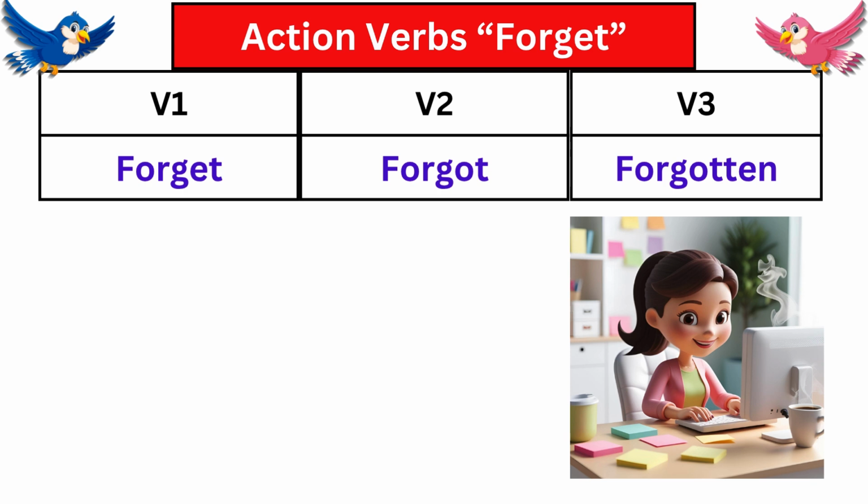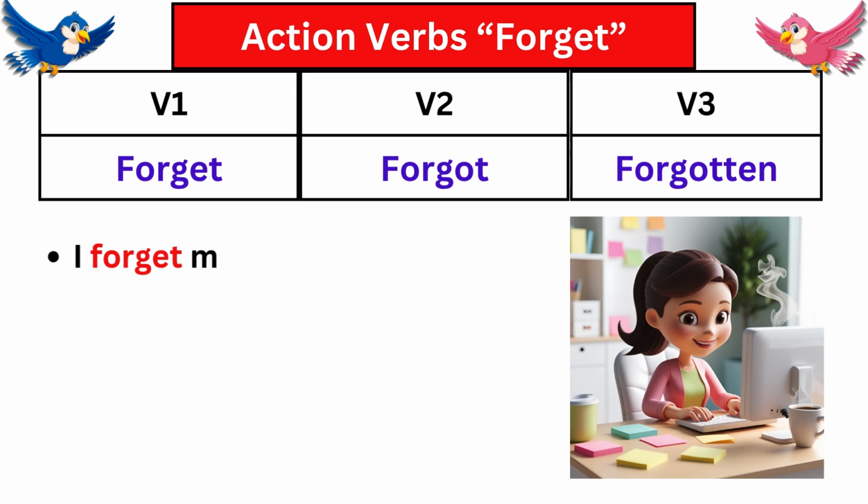Next, let's look at the three forms of the verb. V1: forget, present. V2: forgot, past. And V3: forgotten, past participle. Now, let's use these words in sentences.